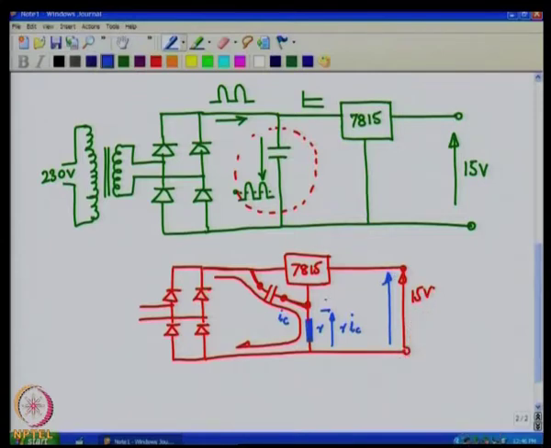V naught is nothing but this drop plus minus plus this drop. So, if you say this is the V regulated voltage, which is actually the 15 volts coming out of 7815, then V naught, we can write it as V naught equals V regulated voltage coming out of 7815 plus R I C.